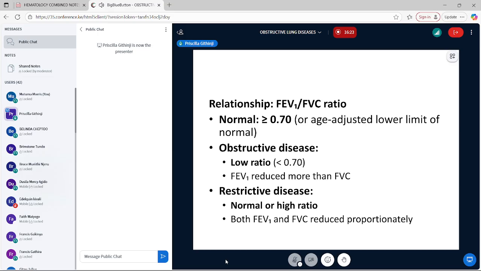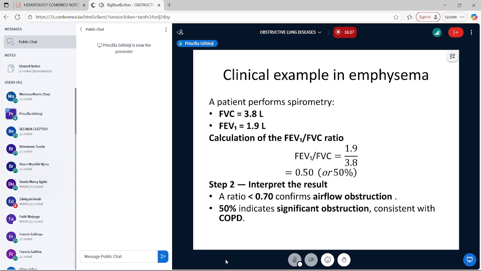In restrictive disease, this is usually normal or high, and it's because both your FEV1 and your forced vital capacity are usually reduced proportionately. So there's not much difference in your FEV1 and FVC ratio. So let's take a clinical example in a patient who has emphysema.